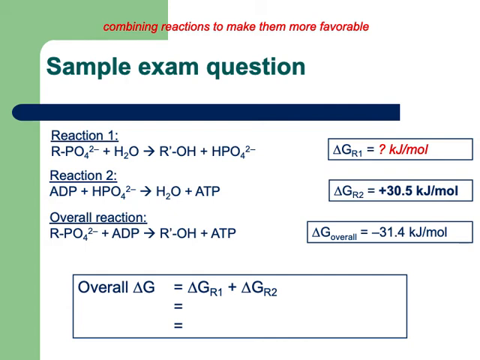Okay, the overall reaction is, you can see it there, and then the overall reaction delta G is minus 31.4 kilojoules per mole. So based on our equation, where we calculate the overall delta G equals the delta G of reaction 1 plus the delta G of reaction 2. That's our equation, and we need to solve for the delta G of reaction 1. Okay, so I want you to try this on your own by rearranging the equation and putting in our known variables.